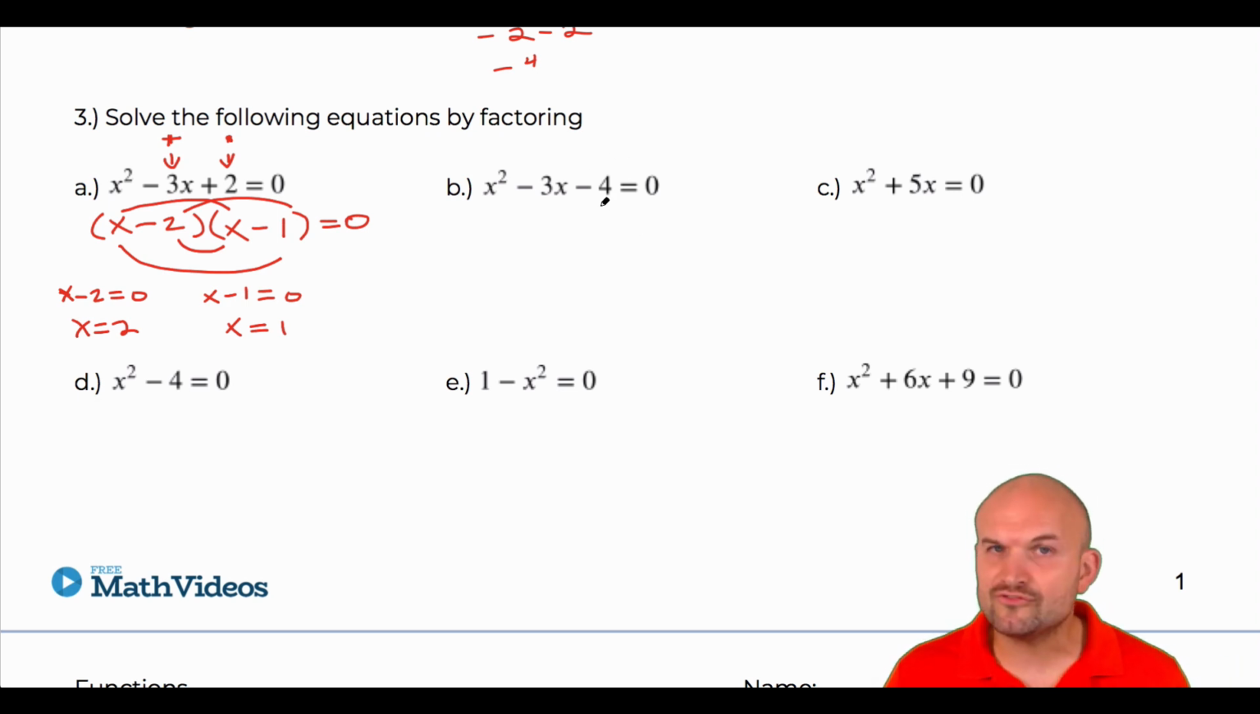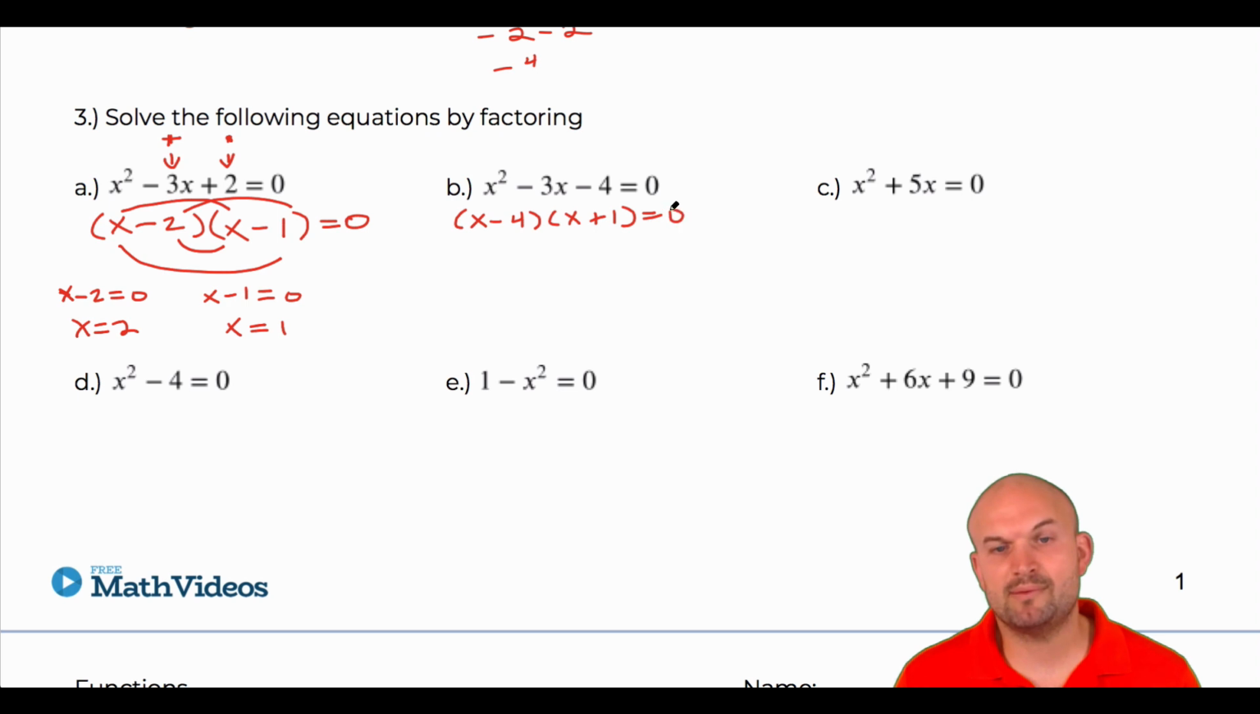I'm looking at -4. What two numbers multiply to give you -4, but add to give you a -3? So that's going to be an x minus 4, and an x plus 1. Okay, again, I have my product equal to 0, so I'll go ahead and apply the zero product property. All right, so therefore we have x is equal to 4 and x is equal to -1.